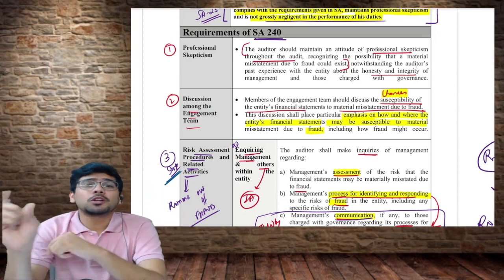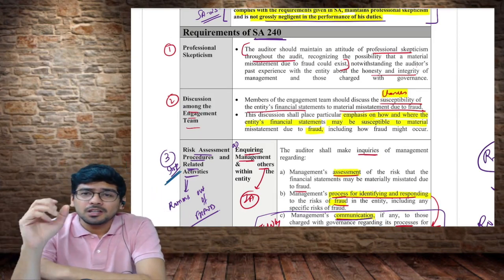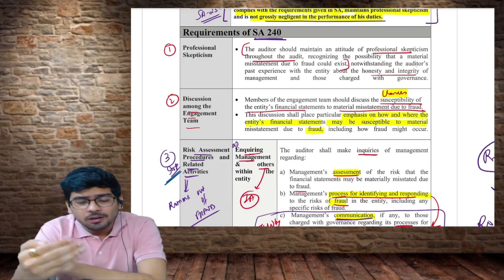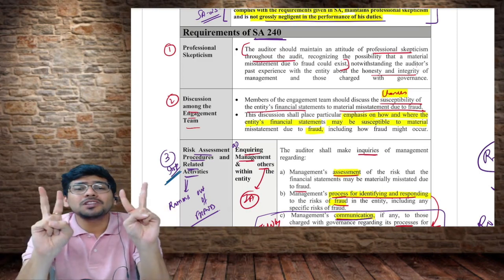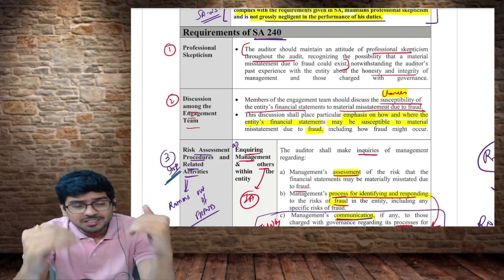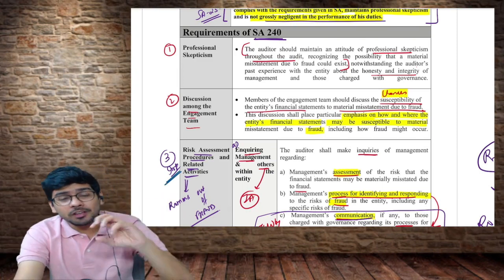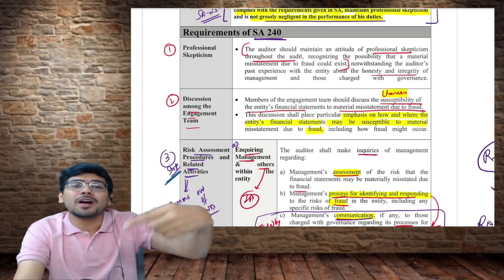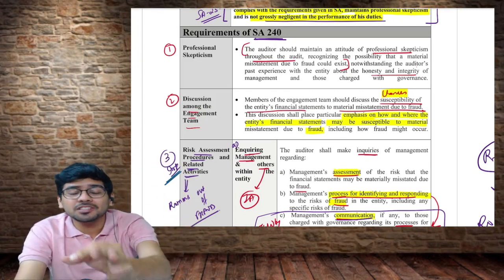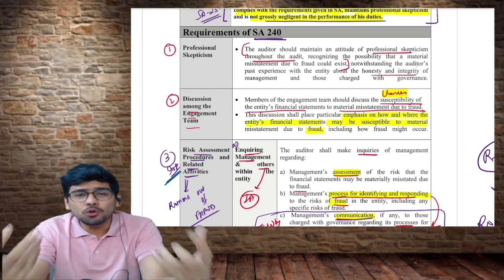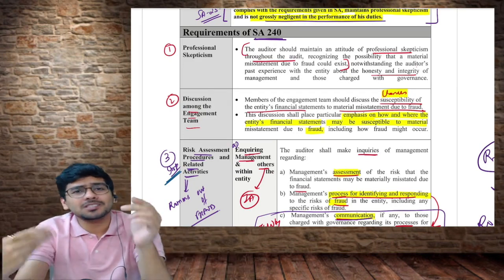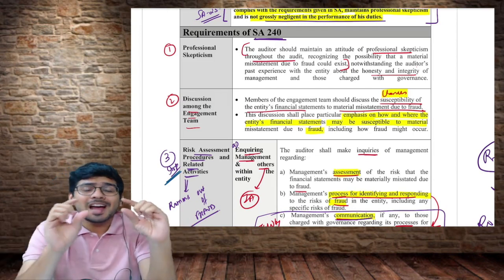I can also inquire with the internal audit function if they have knowledge about any fraud or suspected fraud. Second, I can talk to the TCWG also. 2 things I am going to ask TCWG: whether you exercise oversight on the management's process with respect to identification and assessment of fraud? And secondly, have you come across any instance, do you have any knowledge about a fraud or suspected fraud? Done.